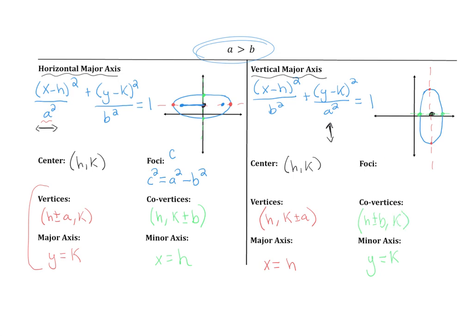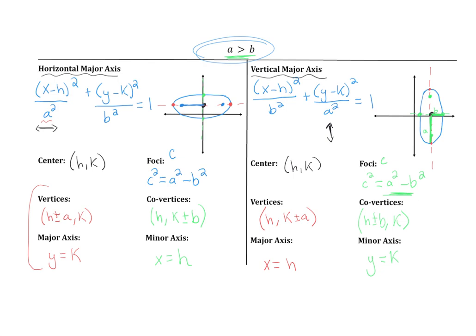And then the foci we will also use, so it's on the major axis. We'll find c using the exact same formula, that c squared equals a squared minus b squared. And when we're doing this, just remember a is always the larger number. So a is always that distance from the center to a vertex, and then b is always the distance from the center to a co-vertex.